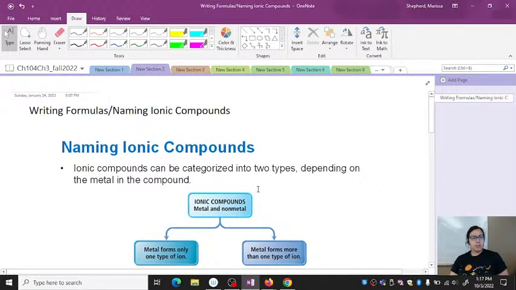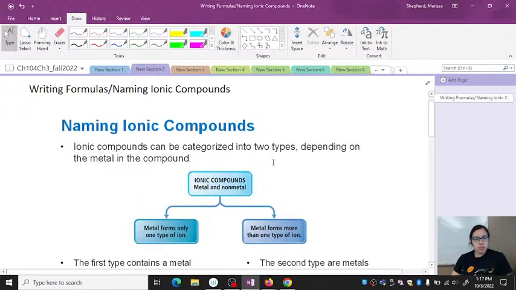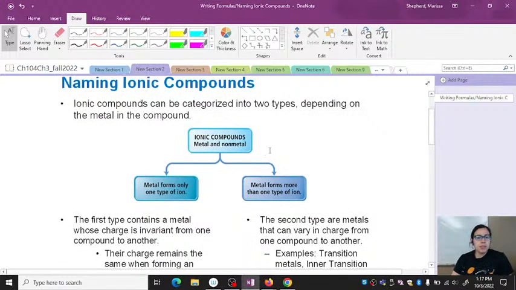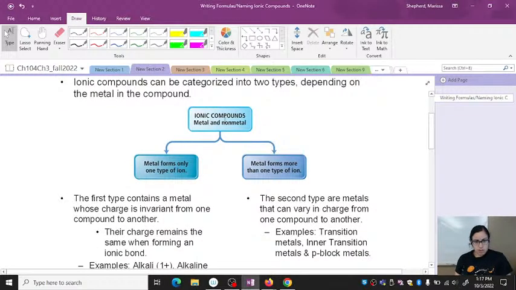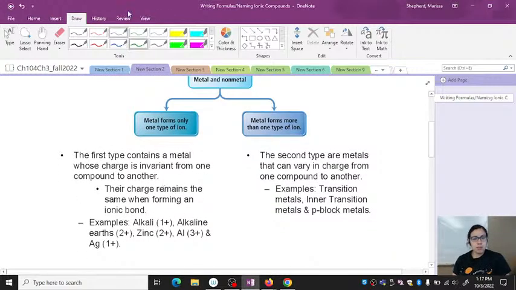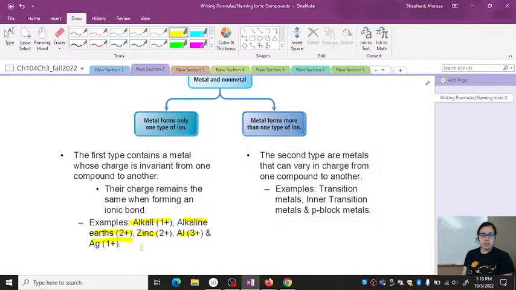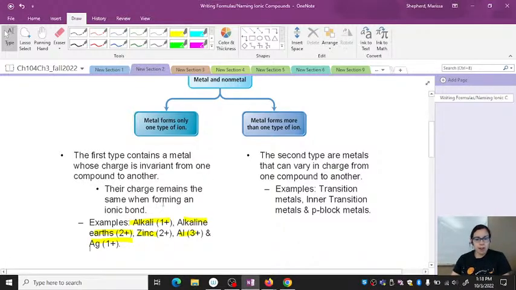All right, so now let's get into writing the names of all these ionic compounds. So we have 2 different categories of ionic compounds. So they're all metal plus nonmetals, but then we have metals that form only one type of ion. And so this is going to be the alkali metals like we've been talking about, the alkaline earth, and then I mentioned zinc, aluminum, and silver. So all those, if you see them in a compound, they always have one oxidation state, and we'll go over how to name them.